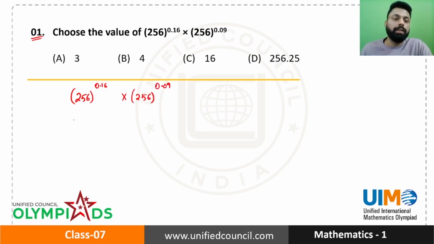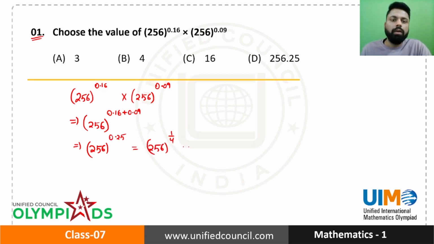So first of all, we can write this as 256 raised to the power 0.16 plus 0.09, which is equal to 256 raised to the power 0.25, which is equal to 256 raised to the power 1 upon 4. Now, 256 can be written as 4 raised to the power 4. 4 multiplied by 4 is 16, 16 multiplied by 16 is 256. So (4 raised to the power 4) whole raised to the power 1 upon 4, that is 4 raised to the power 4 multiplied by 1 upon 4, which is equal to 4. So B option is the correct answer.